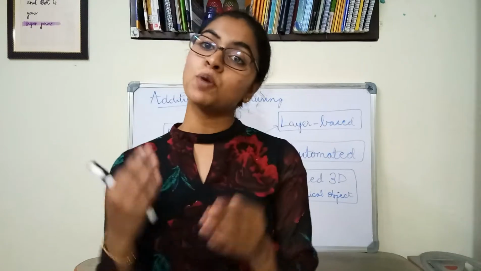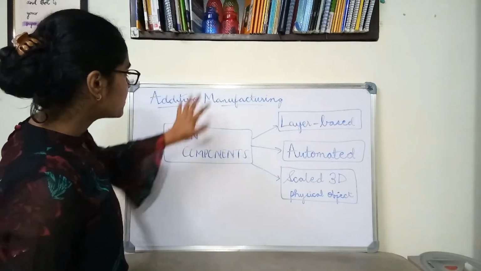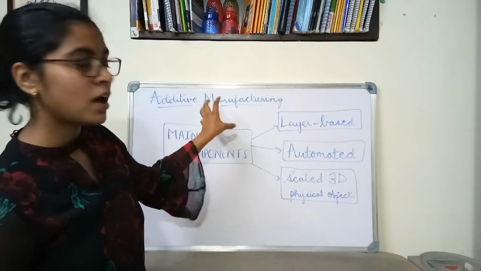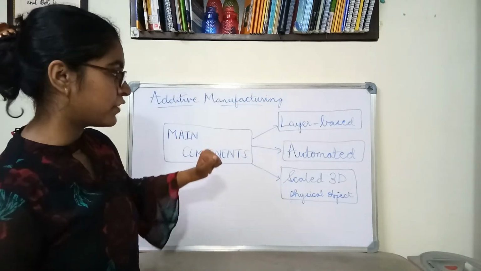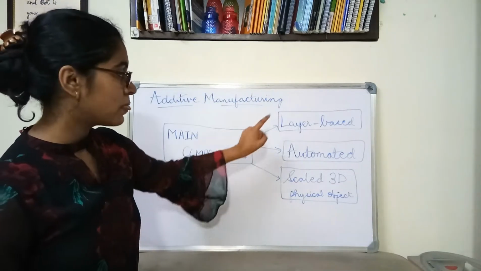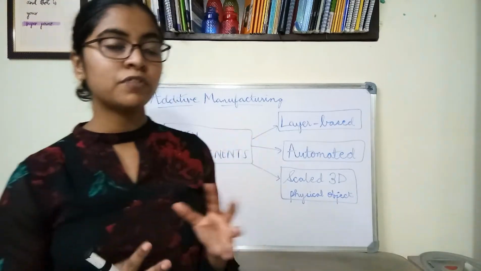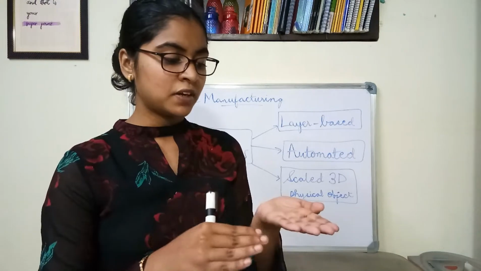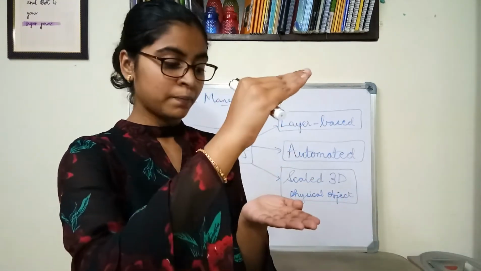Now coming to the main topic of discussion, which is additive manufacturing. From the term additive itself, we understand that we are adding something in order to create a final object. I've divided the definition of additive manufacturing into three main components. The first component being layer-based. Additive manufacturing is a layer-based technology in which whatever final object we intend to create is created layer by layer, starting from the bottom to the topmost layer.